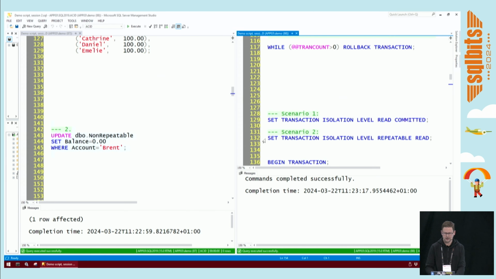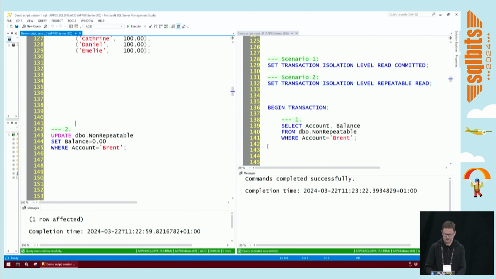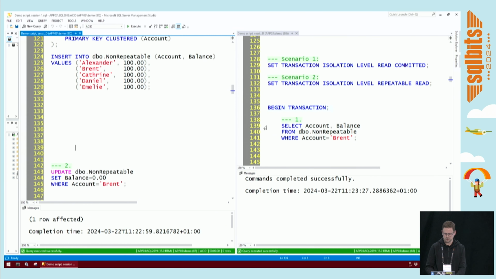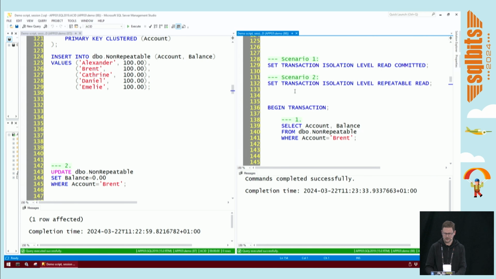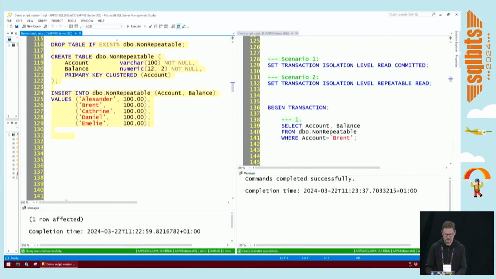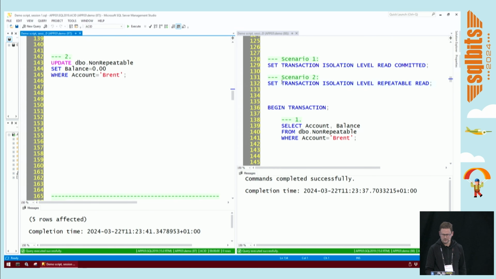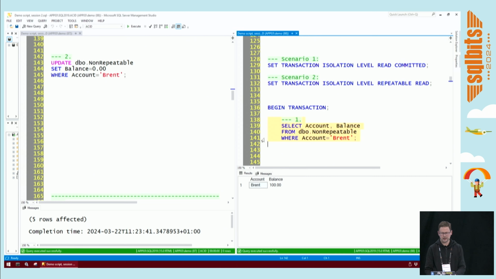I'm going to go up, set it to repeatable read. Begin transaction. Roll back here and clean out the table, so we start over from 0 again. Now, I set repeatable read on the right-hand side. I begin my transaction. I look at Brent's balance. He has 100 units. I go to the left. I update his balance.